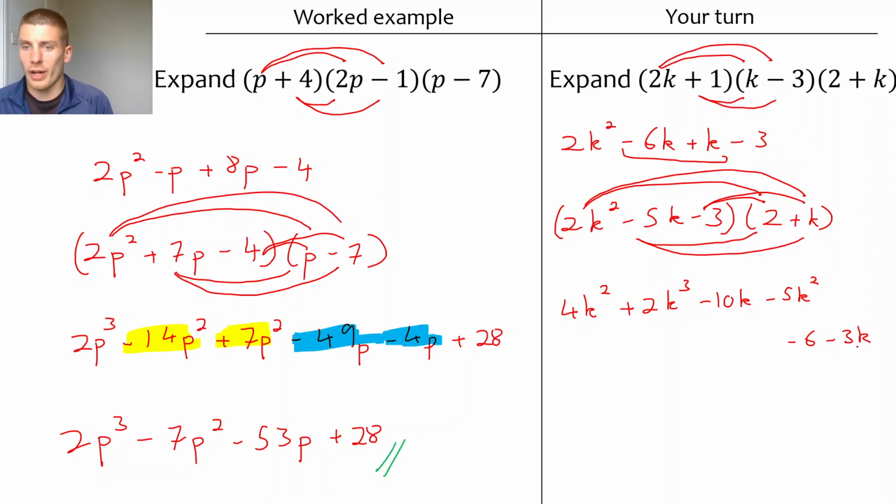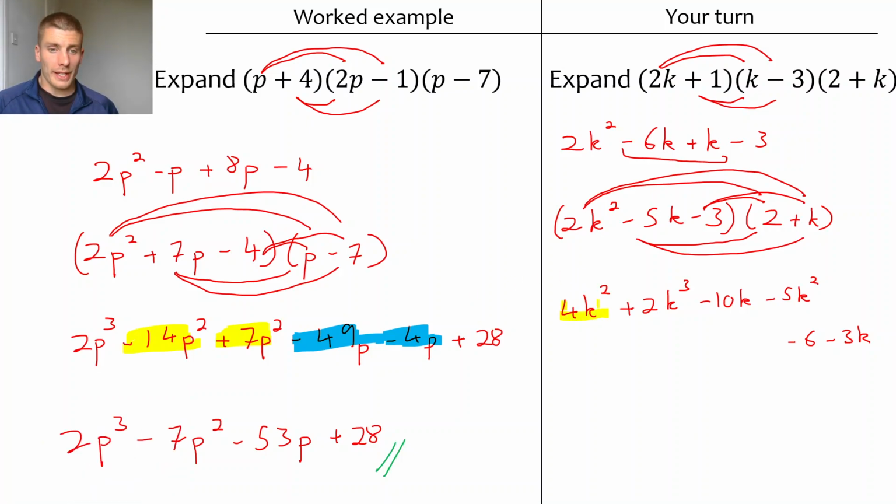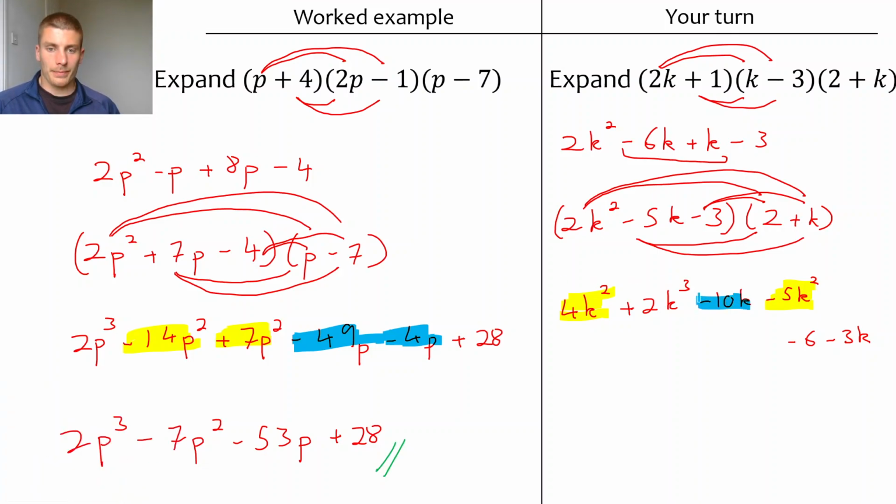Now notice the order of our numbers and variables is a bit different to last time. It's because we've got 2 plus k. Now actually I could have written this as k plus 2. It really makes no difference, okay, but it's just something to be aware of. And then a bit like before, we can collect up our like terms. Okay, so we've got a 4k squared and a minus 5k squared. And we've also got a minus 10k and a minus 3k.